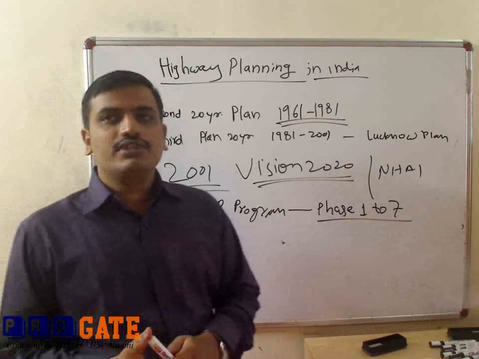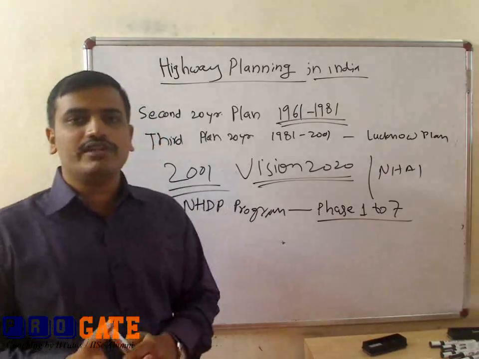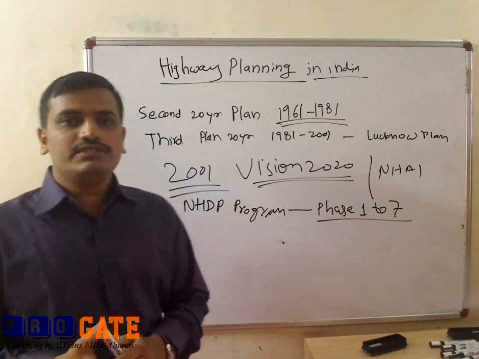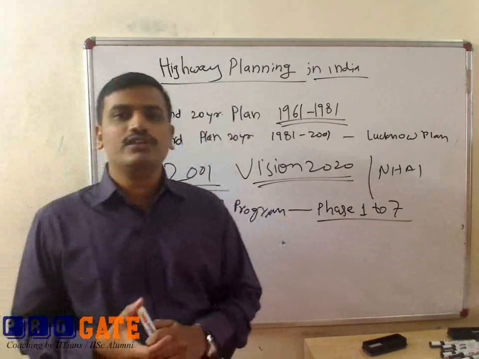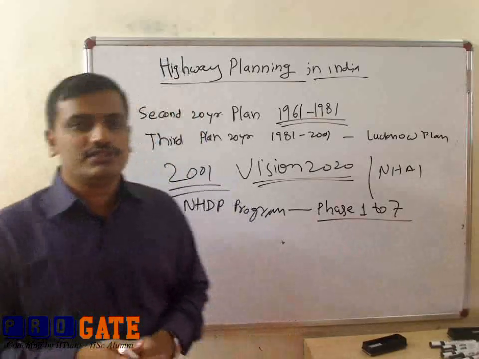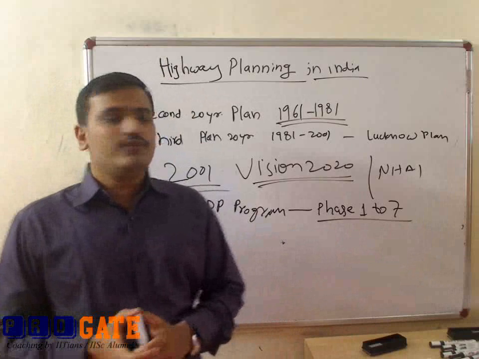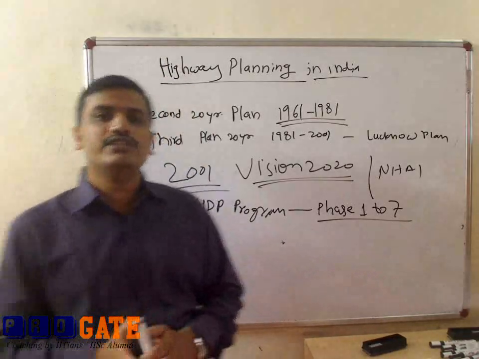Then it comes to phase 5. Phase 5 was developed because the Golden Quadrilateral plan was insufficient to tackle the traffic. So some stretches of the Golden Quadrilateral have to be 6-lane from 4-lane. So phase 5 comes into the picture. Phase 4 consists of some 2-laning roads and some 4-laning roads of the national highways.